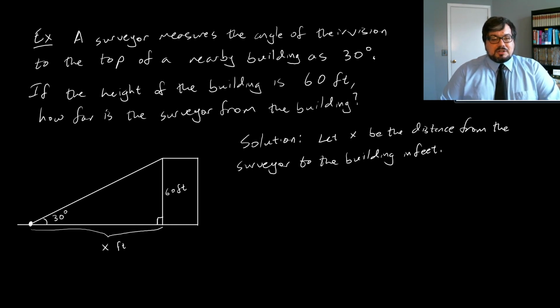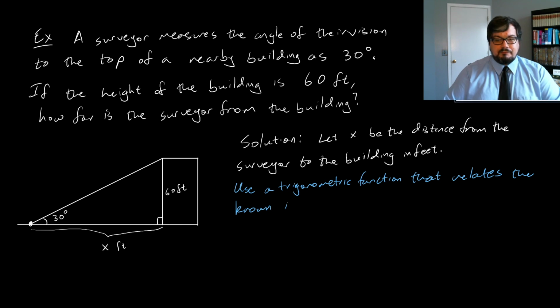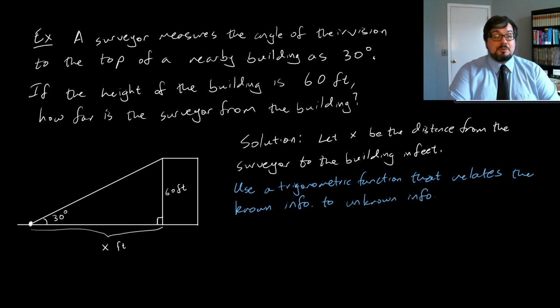So when we've got a situation like this, where we've got a triangle and we know some of the information, we know some of the angles, some of the side lengths, and we want to find the others, the trick here is to use a trigonometric function that relates the known information to the unknown information. That is the information that we're trying to find.